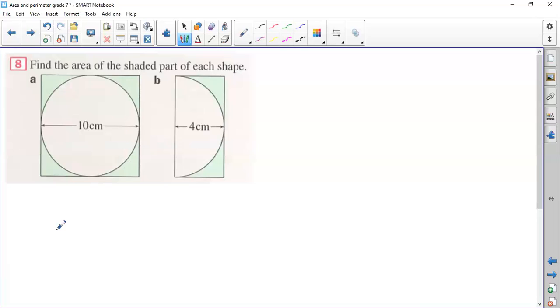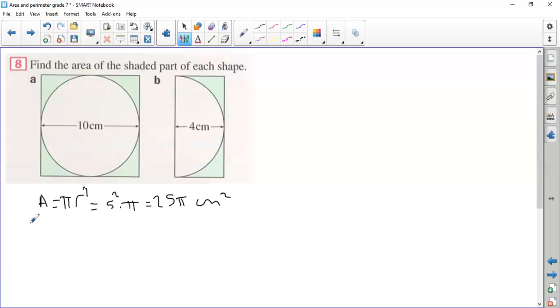So the area of the circle will be pi r squared. What is given? The diameter is given, which is 10. The radius will be 5. So it is 5 squared times pi. The area of the circle is 25 pi centimeter squared.